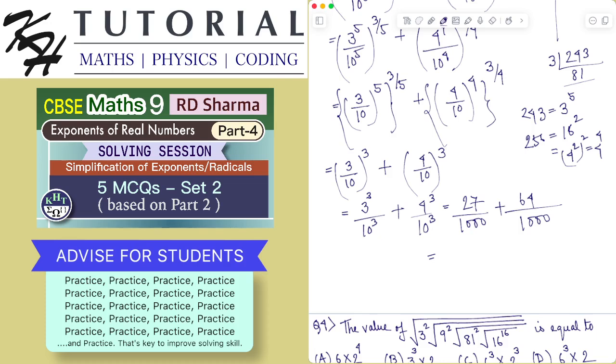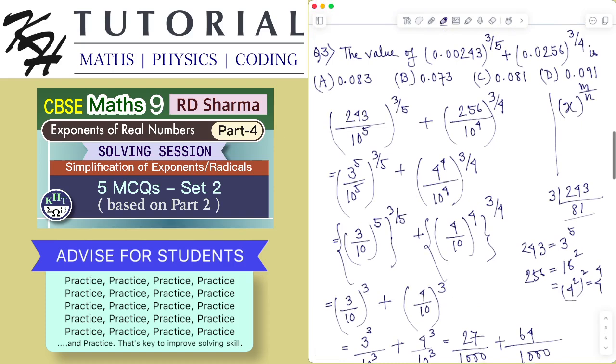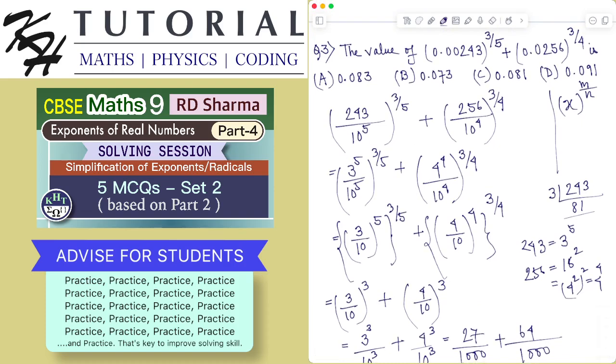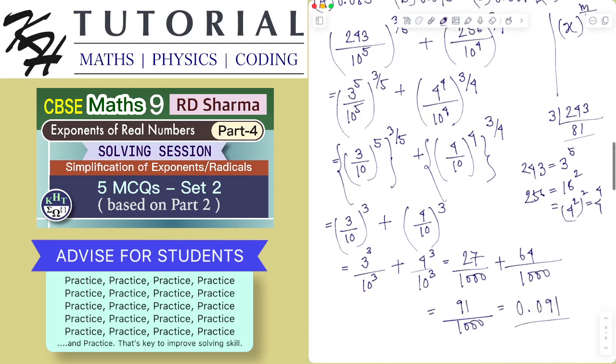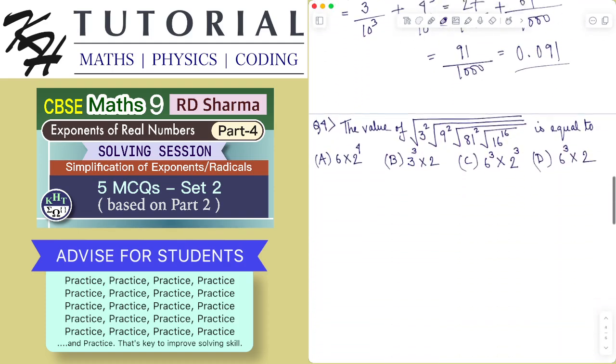So now I will add up these two rational terms. This will be 91 by 1000, which is equal to 0.091. 0.091 should be the answer. So the correct choice is D. D is the correct choice. Let's see the next problem.